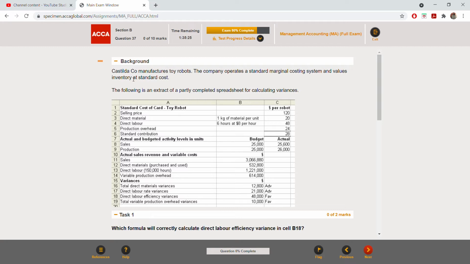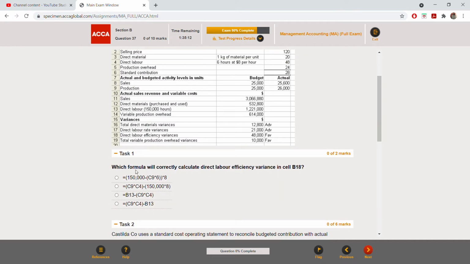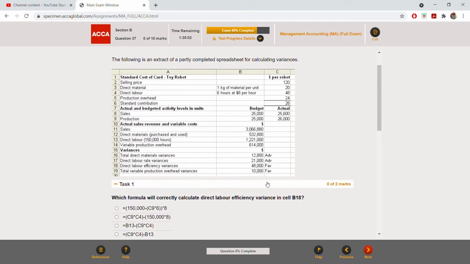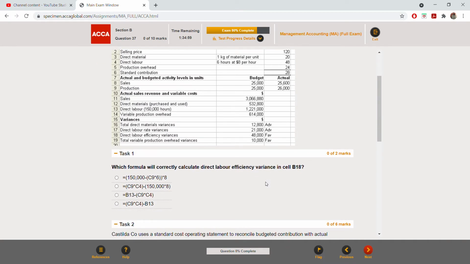Castilda manufactures toy robots. The company operates a standard marginal costing system and values inventory at standard cost. So following is an extract from the spreadsheet. Okay, you have been given all. Let us go to task 1 and see. Which formula will correctly calculate the direct labor efficiency variance in cell B18? So B18 is this 48,000 favorable. Okay, what is the formula?